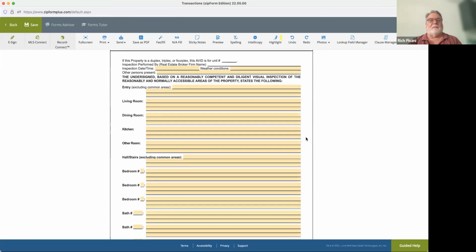So take the time to fill it out. Notate everything you see. That's what it is. It's a visual inspection, and no matter how minor it is, a scuff on the wall.